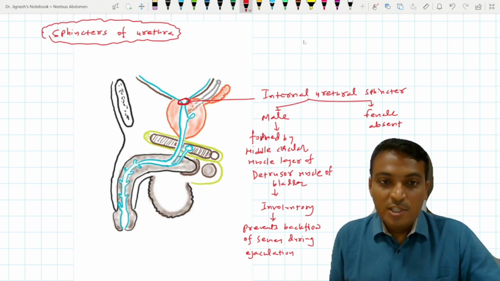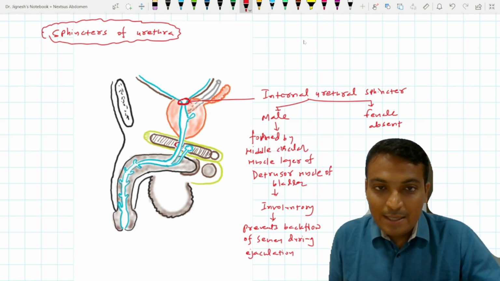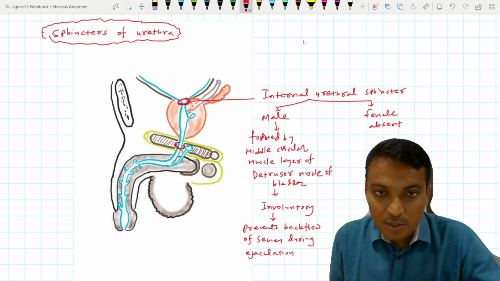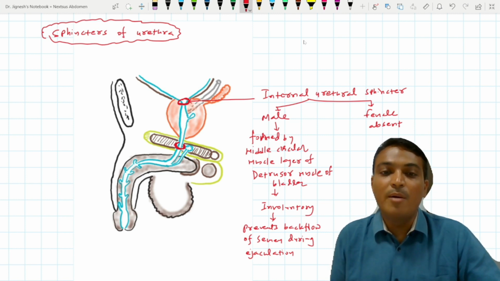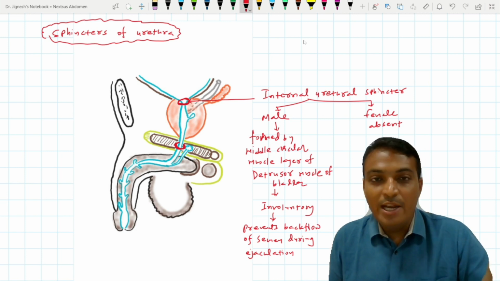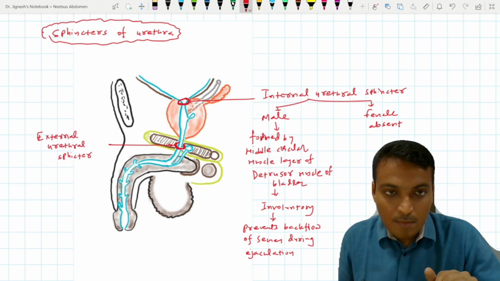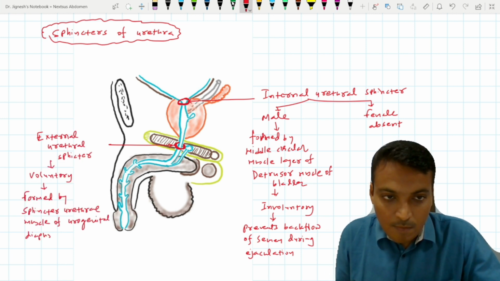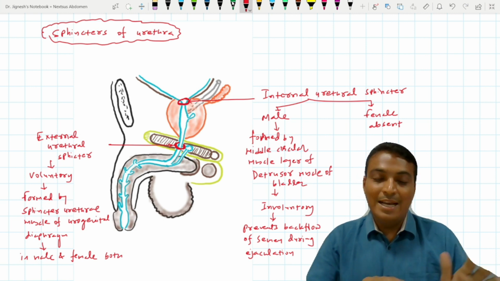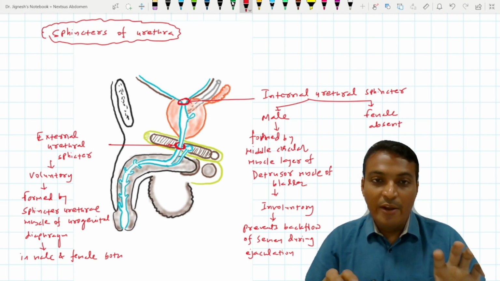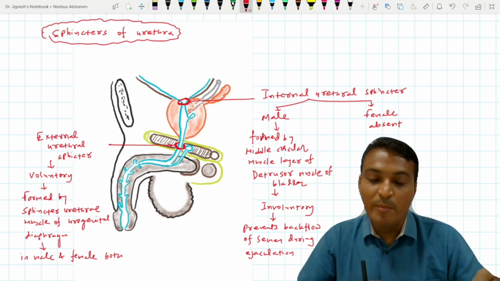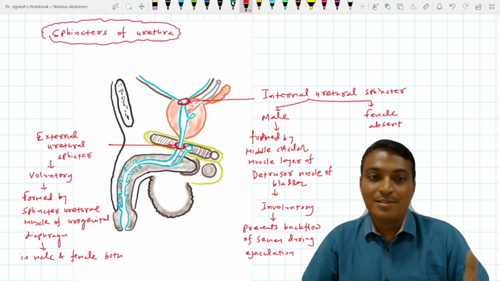The second sphincter, which is present at the membranous urethra, is called the external urethral sphincter. This external urethral sphincter is formed by the sphincter urethrae muscle of the urogenital diaphragm, and this is purely voluntary in nature, present in both male and female. As this external urethral sphincter is voluntary, a person can hold the urine when there is no suitable environment to void it. So these are the sphincters of the urethra.